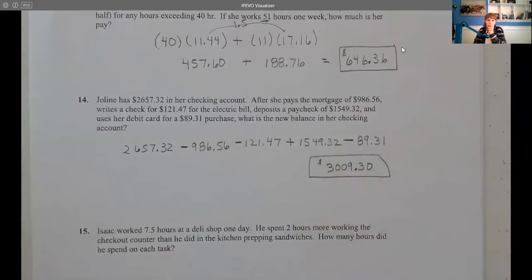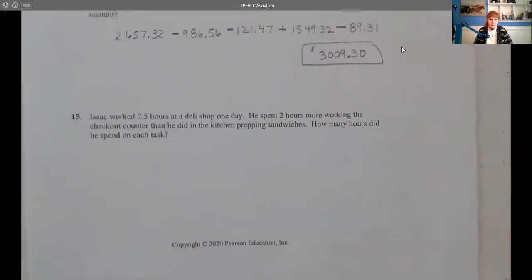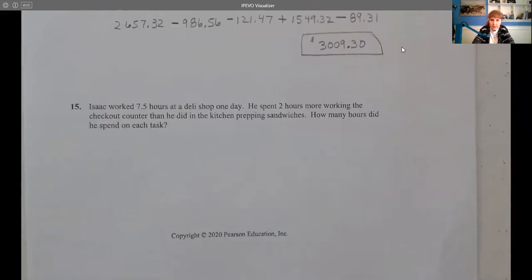Well, she ended up with more than she started with. That's good. All right, questions there? All right, now let's look at this last one. Isaac worked 7.5 hours at a deli shop one day. He spent 2 hours more working the checkout counter than he did in the kitchen prepping sandwiches. So he's working in the checkout counter and prepping sandwiches in the kitchen. How many hours did he spend on each task?